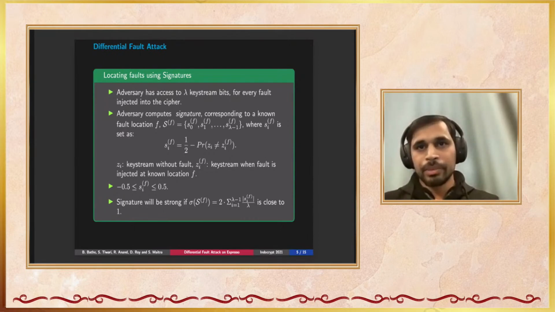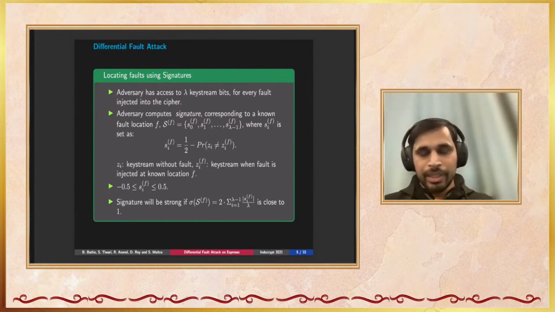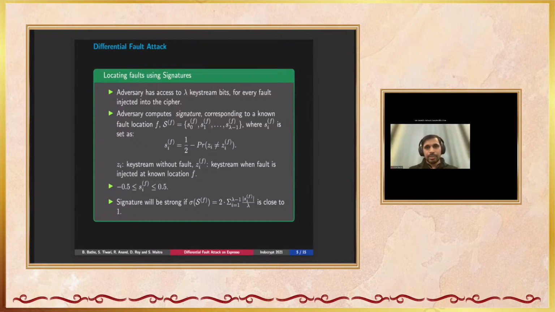So let us consider that a fault has been injected in some unknown location, say F, of the state of the cipher, and the adversary has access to lambda key stream bits for every fault injected into the cipher. Then the entire process of identifying this fault can be divided into two parts, the offline phase and the online phase. In the offline phase, first of all, the adversary computes a signature, which is a vector of length lambda, corresponding to a known fault location, say F. S^F is this vector where each S_i^F is computed as half minus the probability of Z_i not equal to Z_i^F, where Z_i is the fault-free key stream and Z_i^F is the faulty key stream, that is, when the fault has been injected at a known location F.